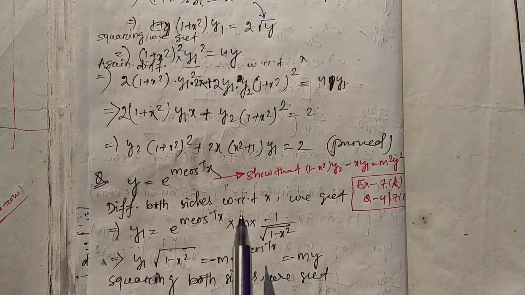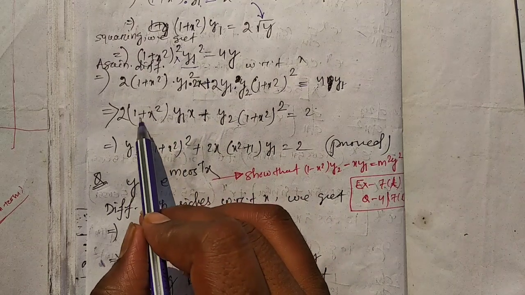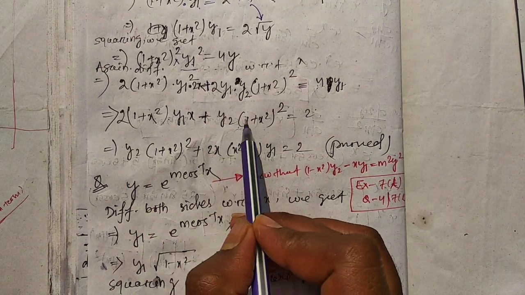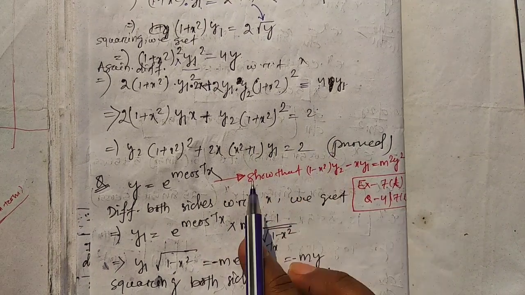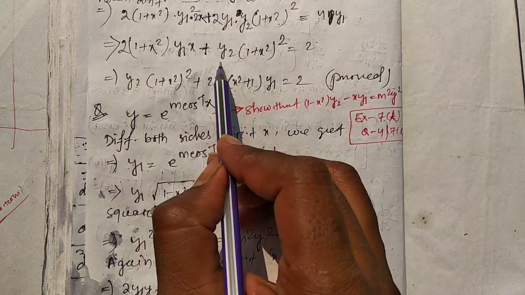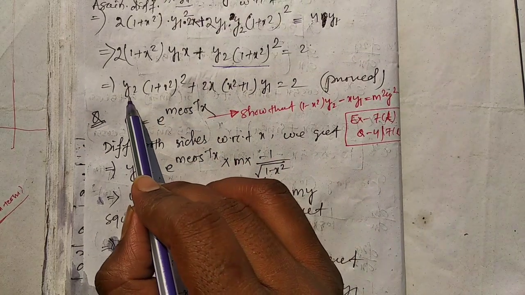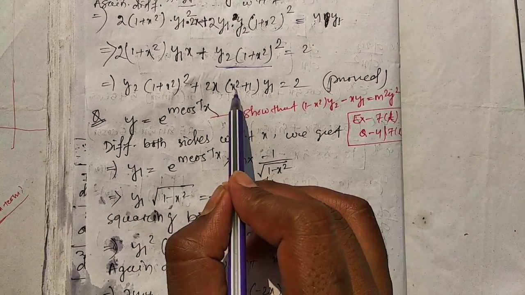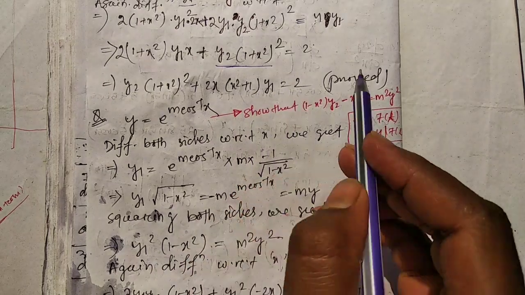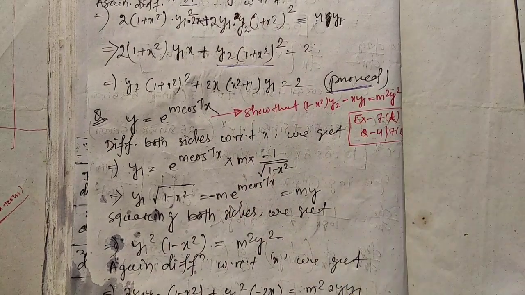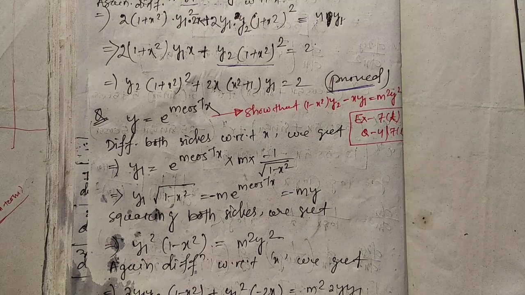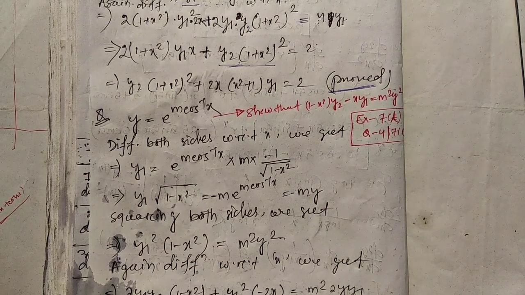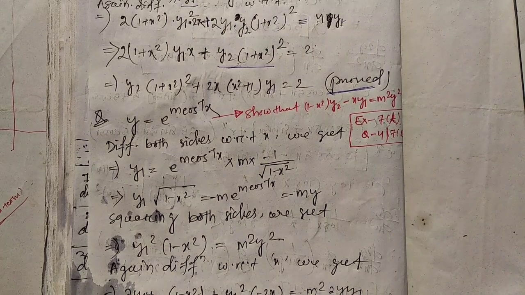So we can cancel. Cancelling, we are obtaining 2x whole into 1 plus x square into y1 plus y2 into 1 plus x square is equal to 2. Just rearrange this one, write this one first. y2 whole into 1 plus x square plus 2x whole into x square plus 1 into y1 is equal to 2. So this is proved. This is asked to be proved. Okay.